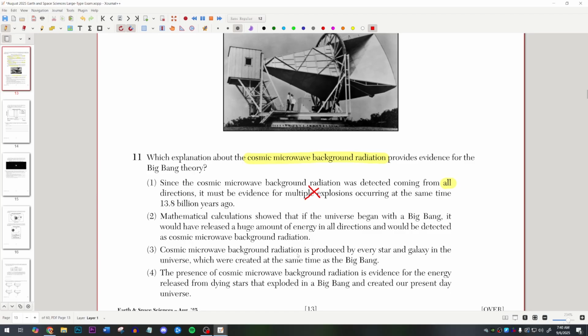Cosmic microwave background radiation is produced by every star and galaxy? No. The presence of cosmic microwave background radiation is evidence for the energy released from dying stars that exploded? No. So it looks like for this one, the answer is going to be 2. And honestly, it's not a great question per se, but 1, 3, and 4 are definitely wrong. And that's why it's mostly 2. It makes 2 right.